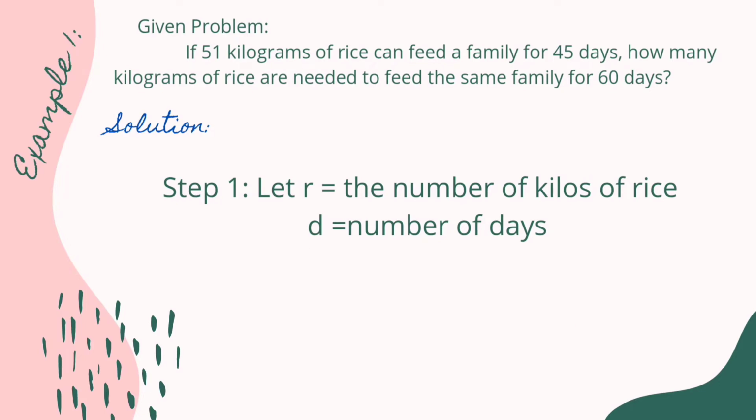To solve for example 1, pwede nating gamitin yung steps na binigay kanina. So, step 1, determine the problem. So, ano po ba yung pinapahanap dito sa example 1 or situation 1? Sabi dyan, if 51 kilograms of rice, kung ang 51 kilograms daw ay kayang pakainin ang isang pamilya sa loob ng 45 days, ilang kilogram of rice daw ang kakailanganin para mapakain yung same family na yon for 60 days.